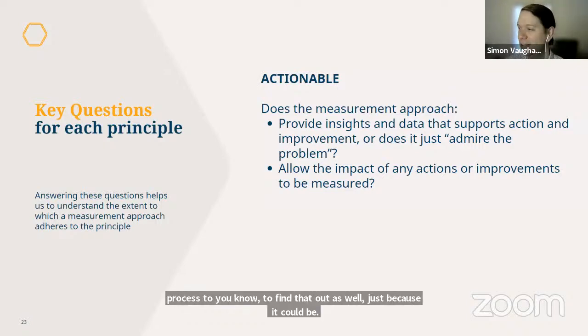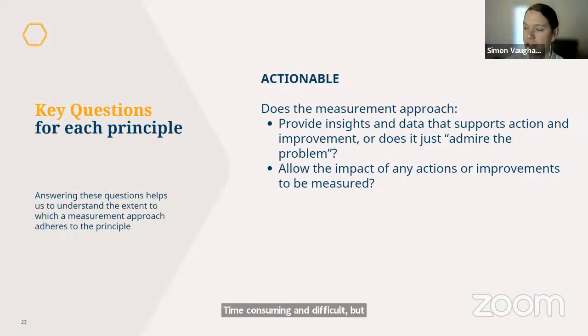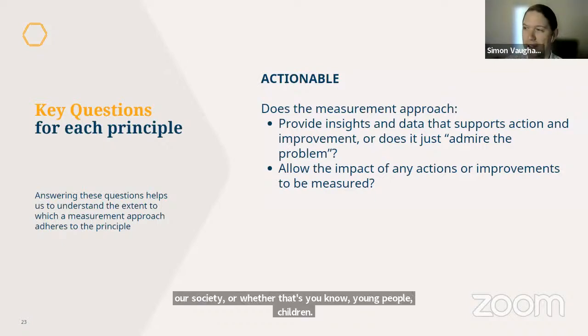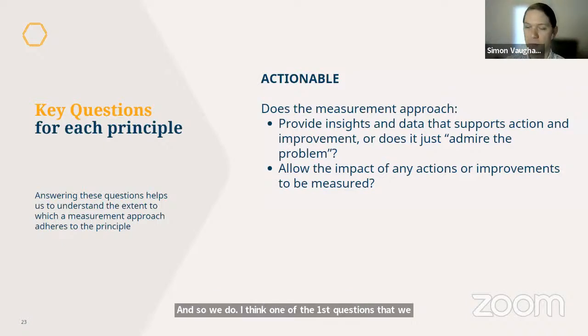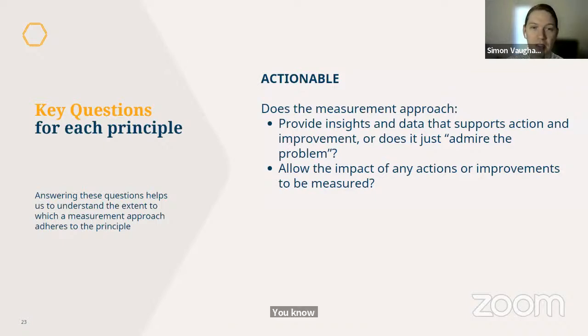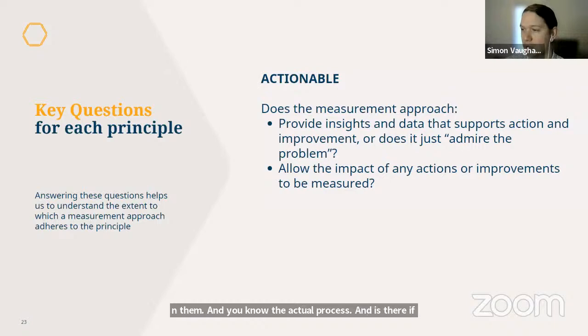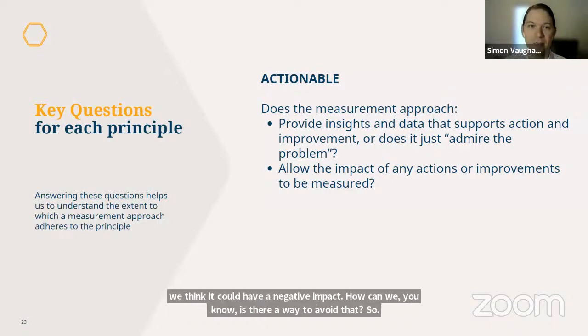Especially, one of the things about social impact measurement is that by nature we are often working with vulnerable groups, whether that's people who are struggling in our society, or young people and children. So one of the first questions we want to ask is what impact the actual process will have on them. If we think it could have a negative impact, is there a way to avoid that? We'll talk a little more about that when we get to scientific methods.